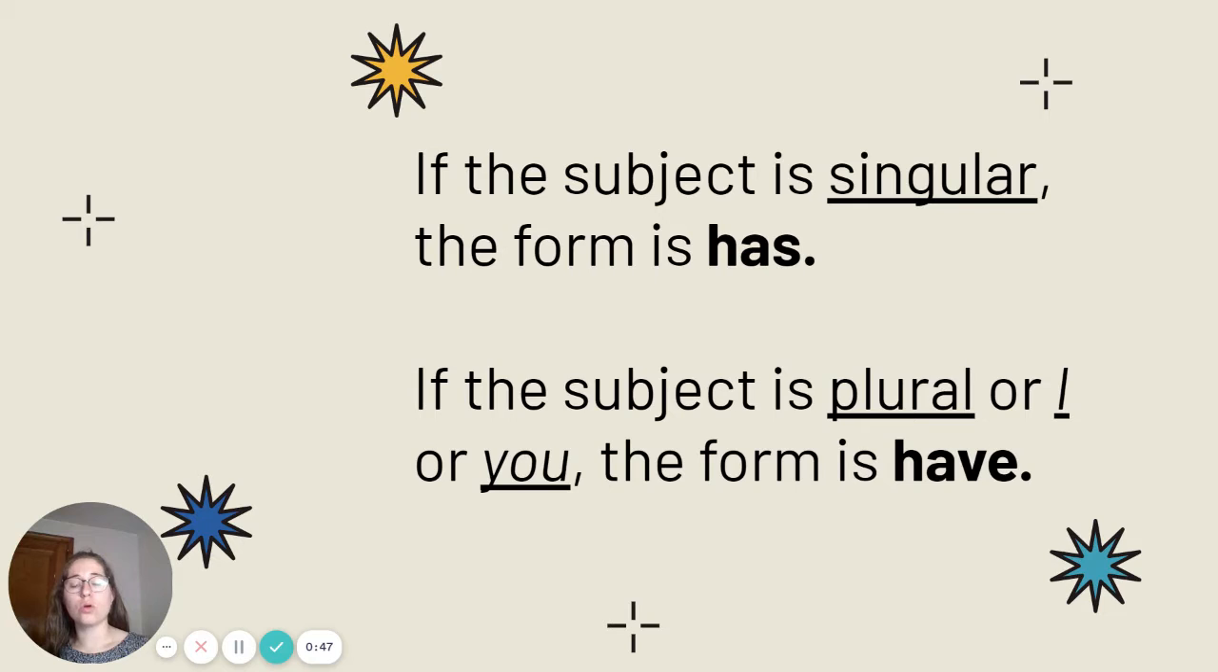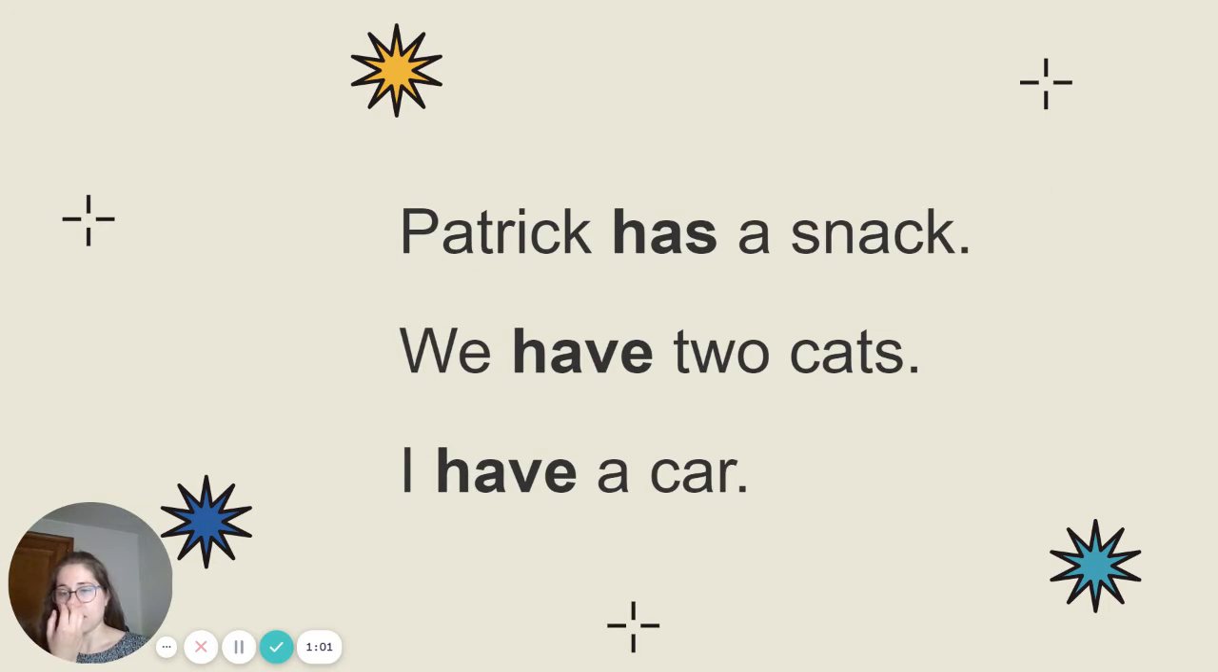is have. Plural means more than one. So we have a dog. You could say I have a dog or you have a dog to use that form of have. Let's look at some examples.